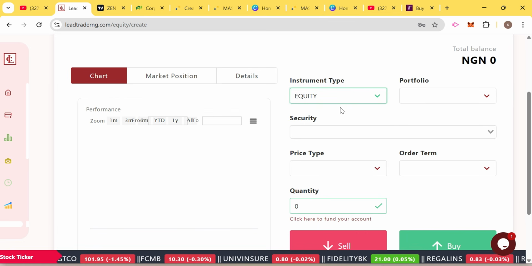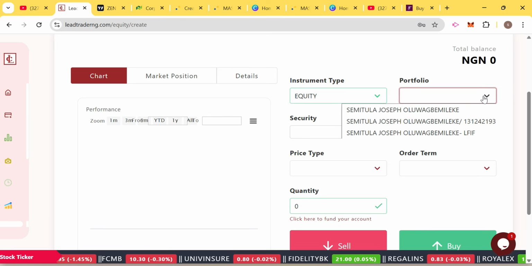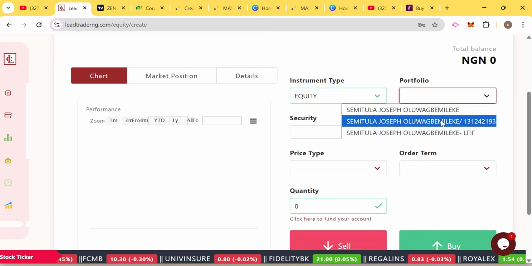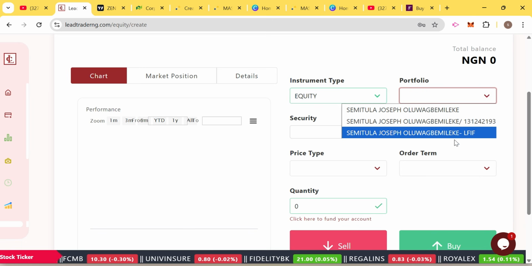Once I pick equity, I'll come to this part and pick my portfolio. So I come here, you can see the portfolio I have. I told you I have LFIF, another portfolio, which is a fixed income fund.